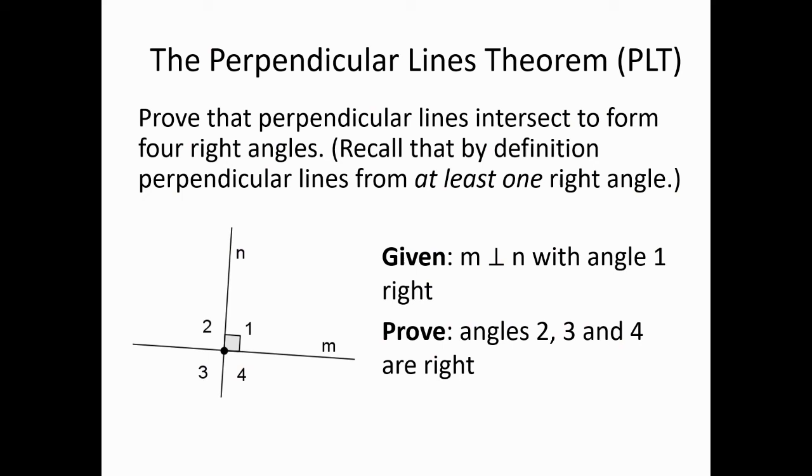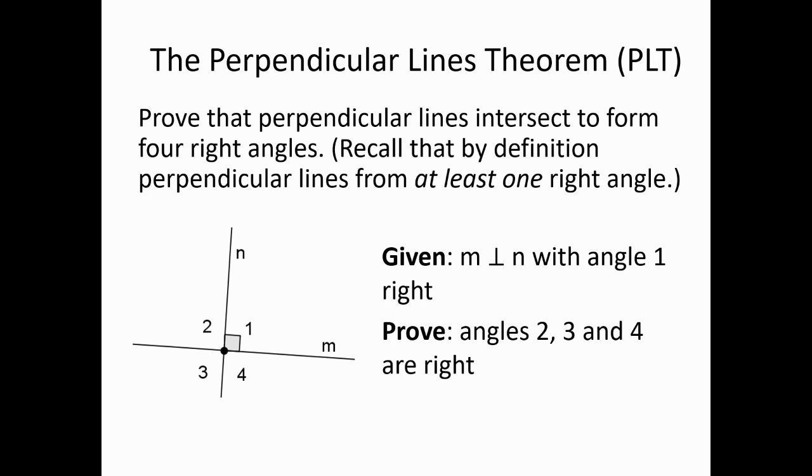Okay, so final theorem. We're not going to do this one together, but I thought we would talk a little bit about it. So it's the perpendicular lines theorem, abbreviated PLT. It says that perpendicular lines intersect to form 4 right angles. And this is not the definition of perpendicular lines, okay? So the definition says that perpendicular lines form at least 1 right angle. It doesn't say that they actually form 4. They do, as a matter of fact, form 4, but that's not true because of the definition. It's true because we can prove it.